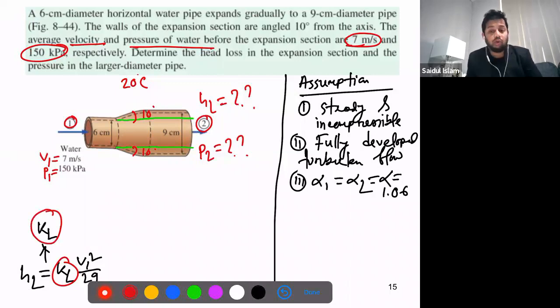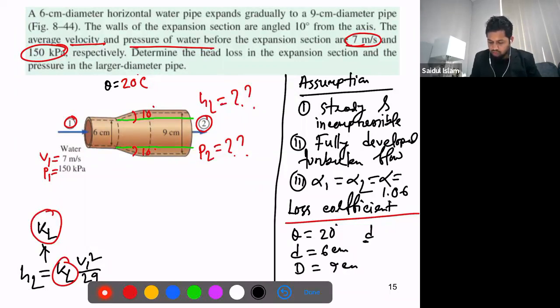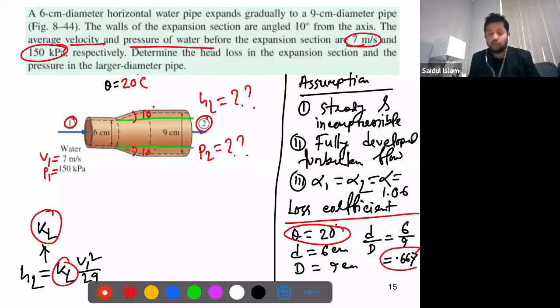So now let's calculate the loss coefficient. We found theta equal to 20 degree. We know the small diameter is 6 centimeter and the capital diameter is 9 centimeter. So small over capital diameter is 6/9, which will be 0.667. That's the diameter ratio, small d over capital D. So we need the loss coefficient for this fitting and for this angle theta equal to 20 degree.